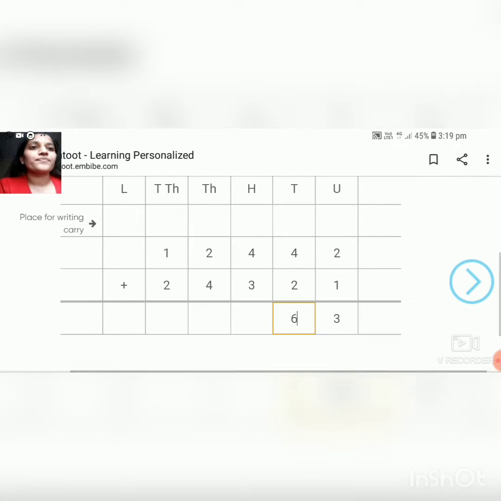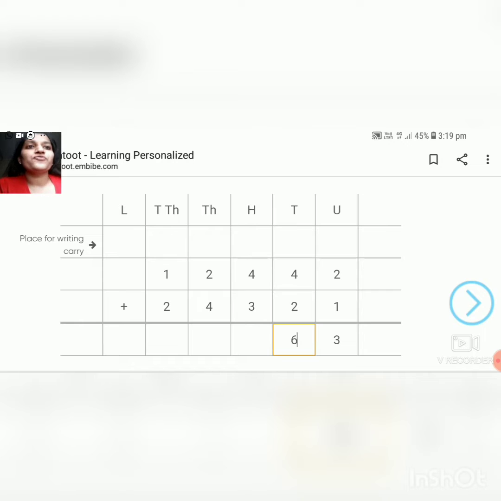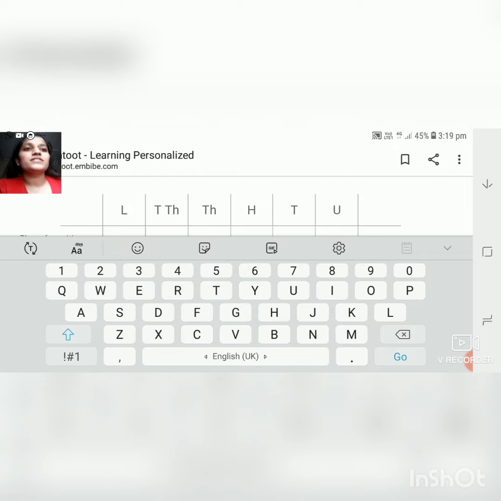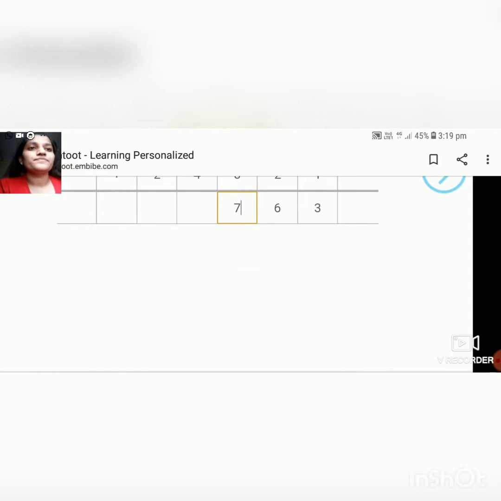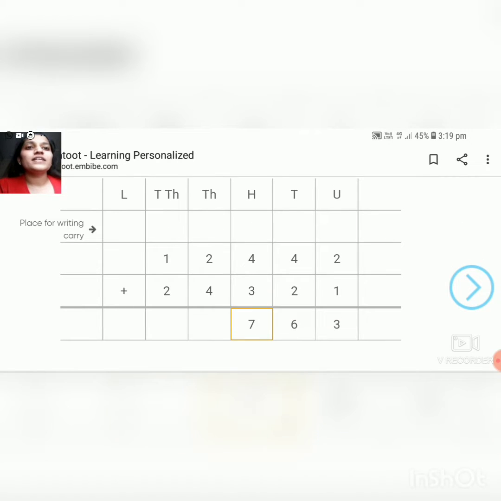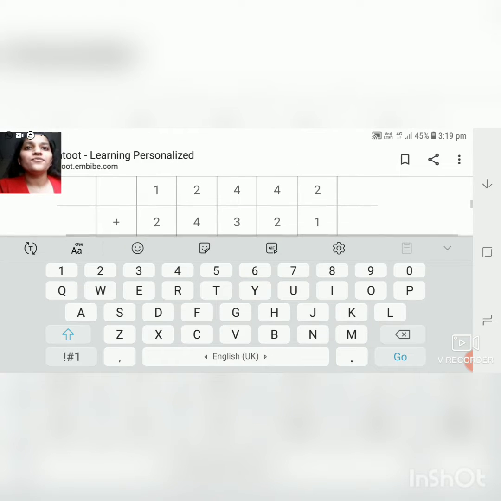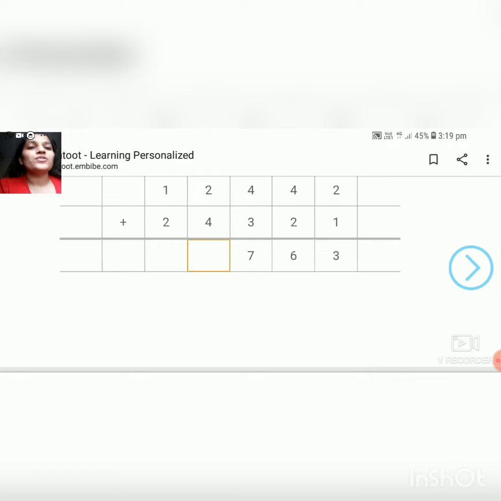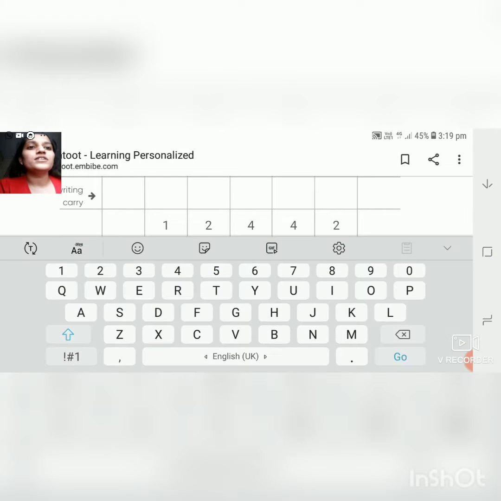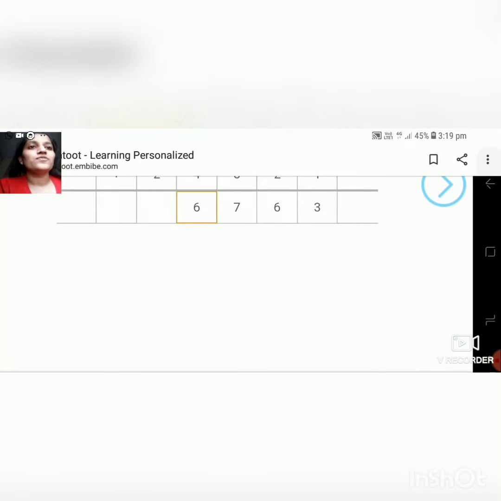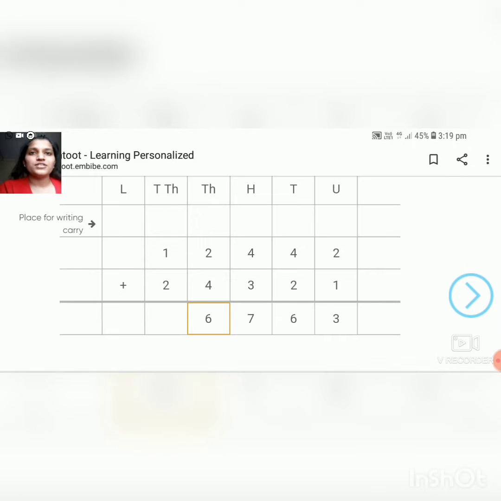Then let's add the digits from the 100s place. Here we can see there are 2 digits in the 100s place, that is 4 and 3. So we are going to add 4 plus 3, which is equal to 7. Then in the 1000s place there are 2 digits, that is 2 and 4. So we add 2 plus 4 is equal to 6, and we enter 6.